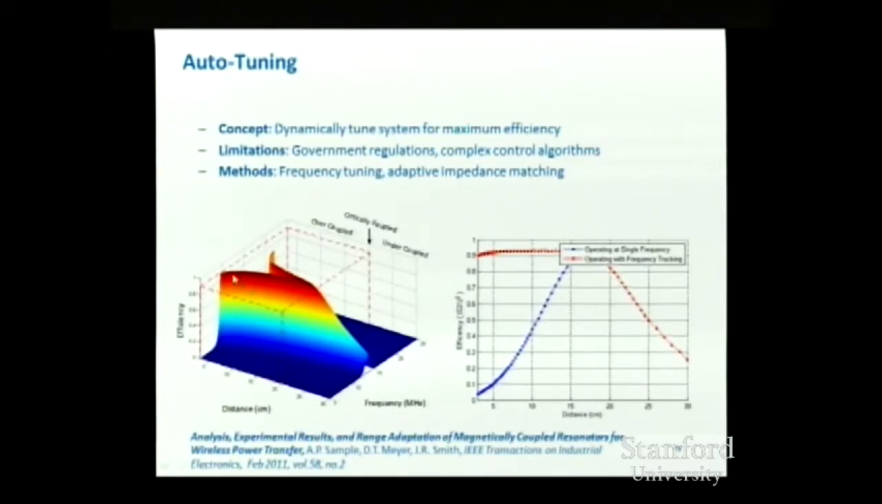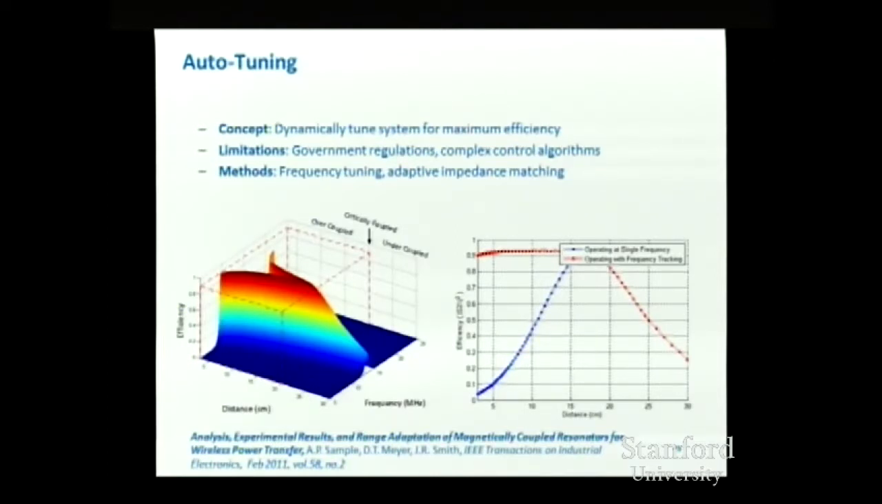So the key observation is that if we had a control system that could pick the frequency as the distance changed, then we could stay on top of this ridge. So even as the transmitter and receiver move back and forth from one another, we're going to adjust the frequency to stay on top of that ridge. And what that means is that we're going to get relatively constant efficiency. So if I were viewing this V-shaped plateau from the side, it looks fairly flat on top.